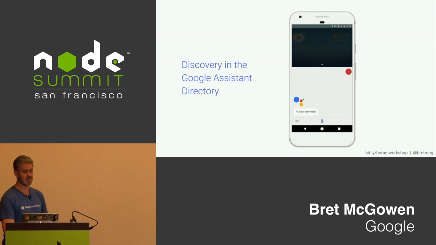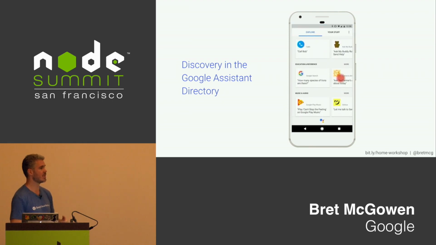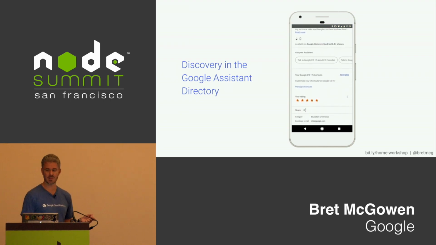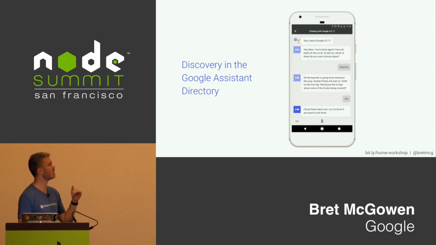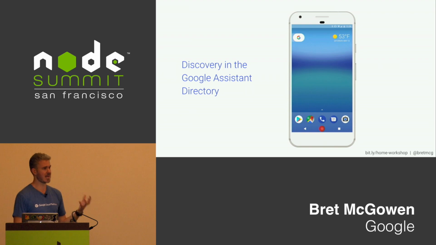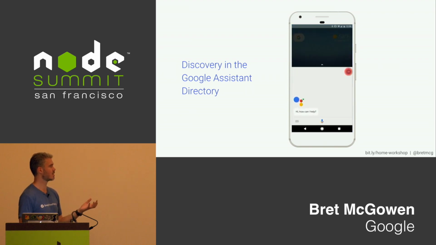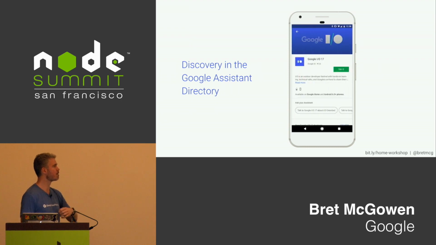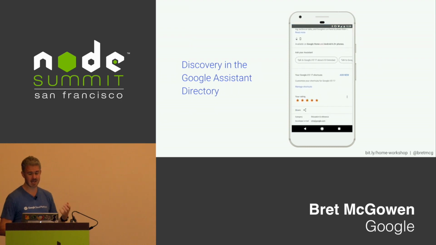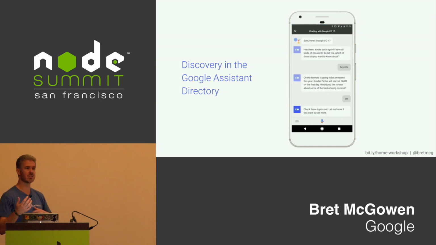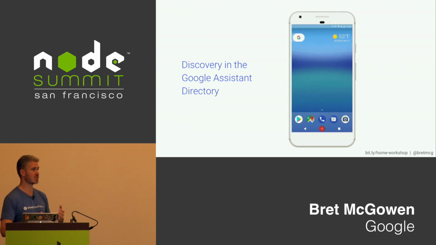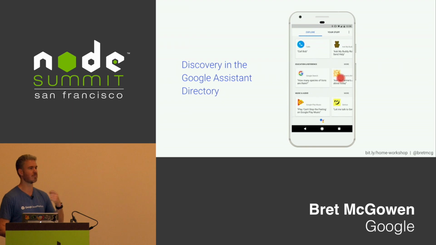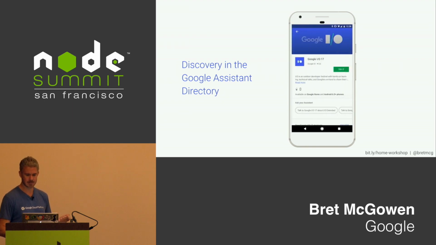And then secondly, we have discovery in the Google Assistant directory. So this is literally like the App Store, but for Google Assistant apps. This is something that you can pull up on your phone, take a look. It's categorized, and so users can discover your app that way. They can click on it, and it actually hands off directly to Google Assistant. And it's nice because since it's all in the cloud, there's no installing, there's no updating, right? They just literally interact with it directly. There's no deploy update process.